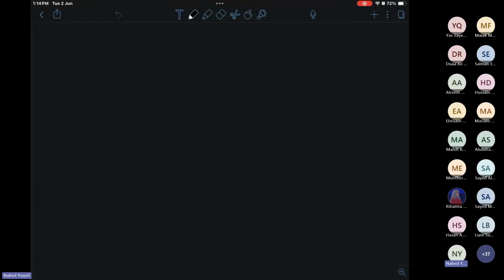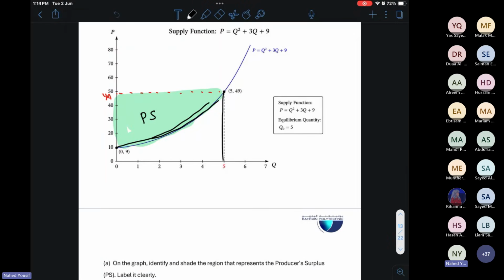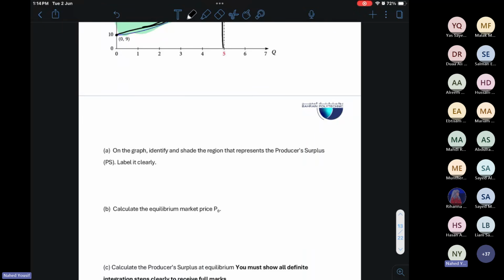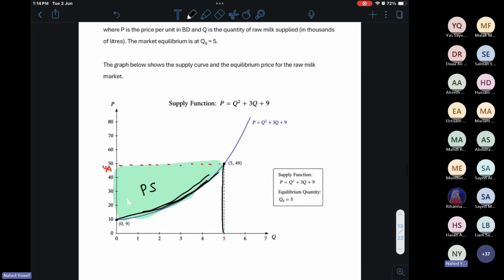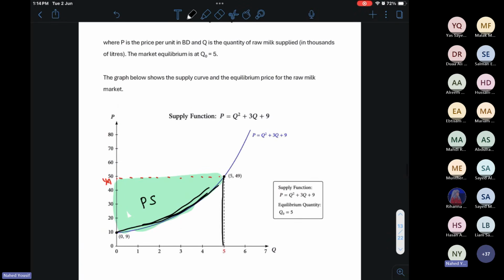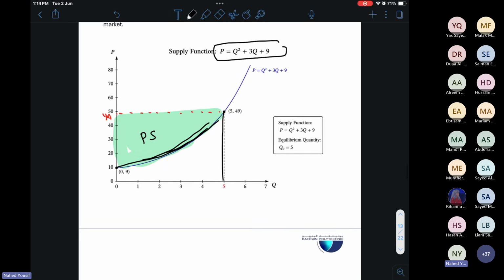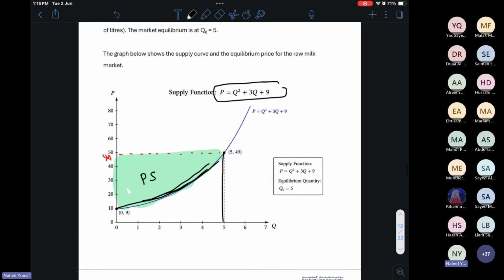So this is what we will get. Is it clear? For the first part, you just mention the PS in the graph as I showed you. Calculate the equilibrium market price. The equilibrium market price will be P naught. So we want to get P naught, and we have to use this function with Q naught equal to 5. So we will get P naught. Let us do it.